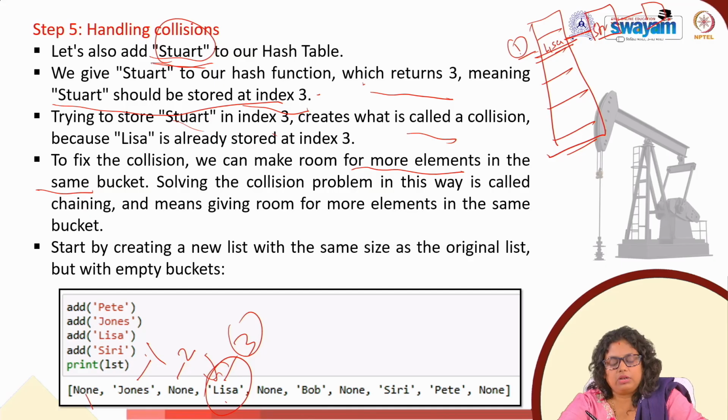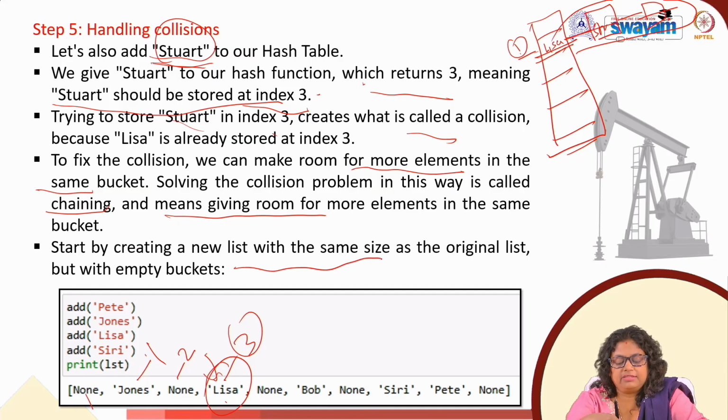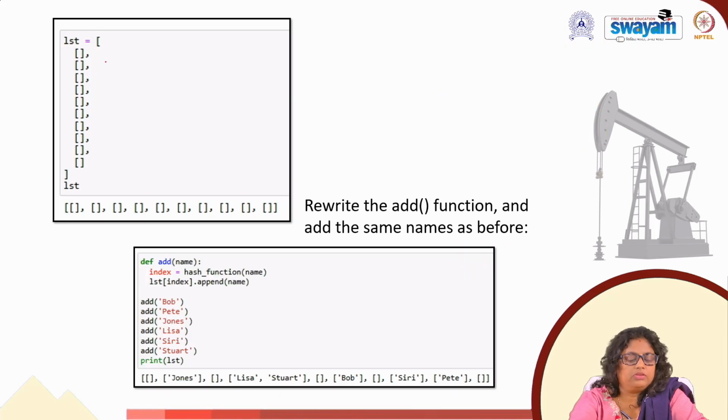Solving the collision problem in this way is called chaining, meaning giving room for more elements in the same bucket. So this is the chaining we are doing, one after another. This is an example of chaining. So start by creating a new list with the same size as the original list but with empty buckets. See, again we have created the list with empty buckets. Now rewrite the add function and add the same names as before. Now we are rewriting the add function.